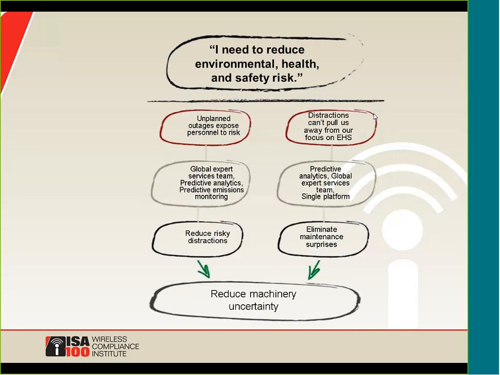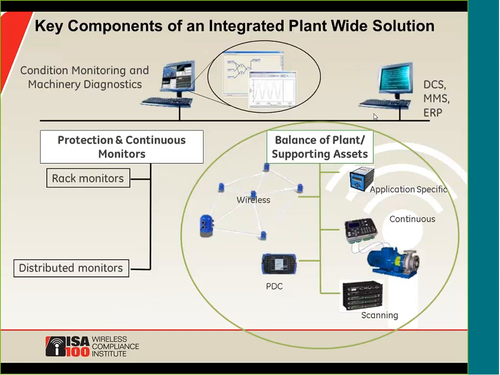Okay, last but not least, reducing environmental health and safety risks. Unplanned outages expose personnel to risk. You're not planning for it, so mistakes happen. That represents risk. And also distractions. You can't afford to have your focus taken away from EHS from unplanned events, in other words, distractions. Same set of tools that we've already touched on are critical to enabling you to reduce those distractions and to eliminate the surprises. At the end of the day, reducing machinery uncertainty is a driver to this.